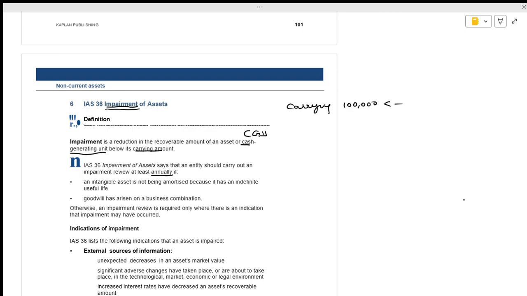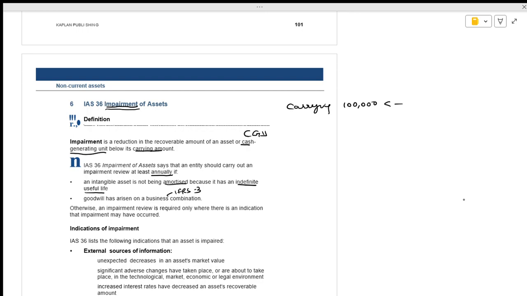An intangible asset is not being amortized because it has an indefinite useful life. That intangible asset is not going to be amortized. Okay, what is amortization? Amortization is nothing but you have a finite life. Goodwill has arisen on a business combination. Internally generated goodwill should not be recognized. Is that externally generated? IFRS 3. We will cover this. The moment we talk about IFRS 3 at a later stage, we will go into detail.